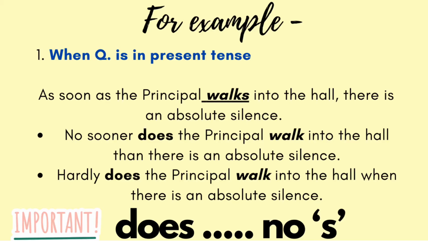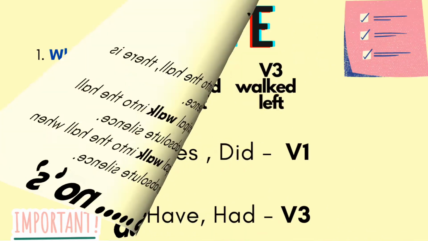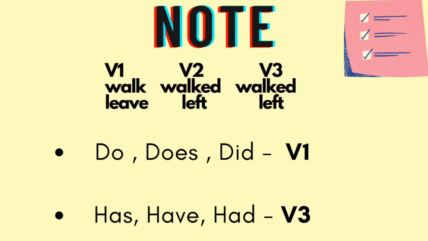What is important to note here is with does, we never use s in the verb. Let's see the note. You have already studied 3 forms of the verb in your lower classes like walk, walked, walked, leave, left, left. You have to remember 2 points over here.